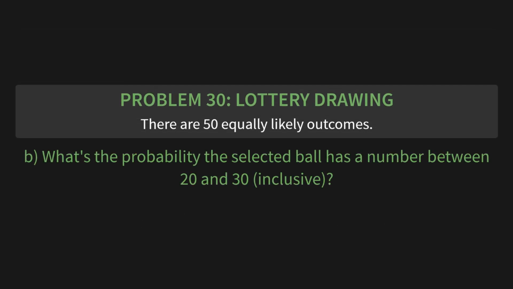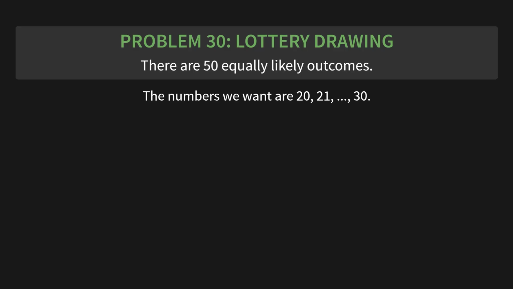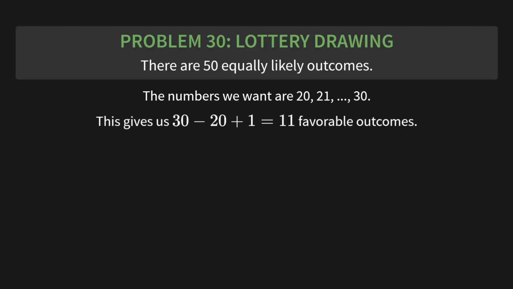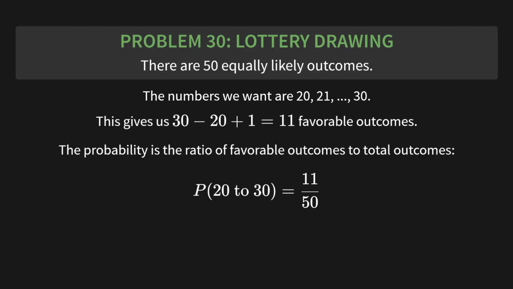That leads us to our last question, Part B. There are 50 equally likely outcomes. What's the probability the selected ball has a number between 20 and 30 inclusive? Okay, let's think this through. The numbers we want are 20, 21, 22, all the way up to 30. How many numbers is that? Be careful here, it's not just 30 minus 20. It's 30 minus 20 plus 1, which gives us 11 favorable outcomes.